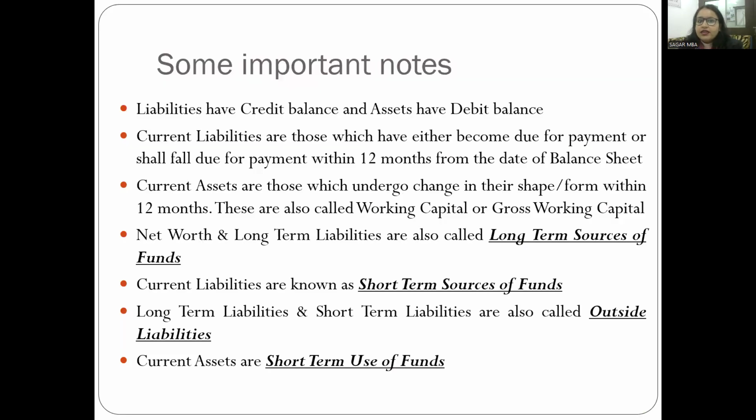Some important notes: liabilities have a credit balance, assets have a debit balance. Current liabilities are those that either become due for payment or will fall due for payment within 12 months from the date of the balance sheet. Current assets are those which undergo a change in their shape within 12 months, and these are also called working capital or gross working capital. Net worth and long-term liabilities are a long-term source of funds. Current liabilities are a short-term source of funds. Long-term and short-term liabilities are outside liabilities, and current assets are short-term uses of funds.